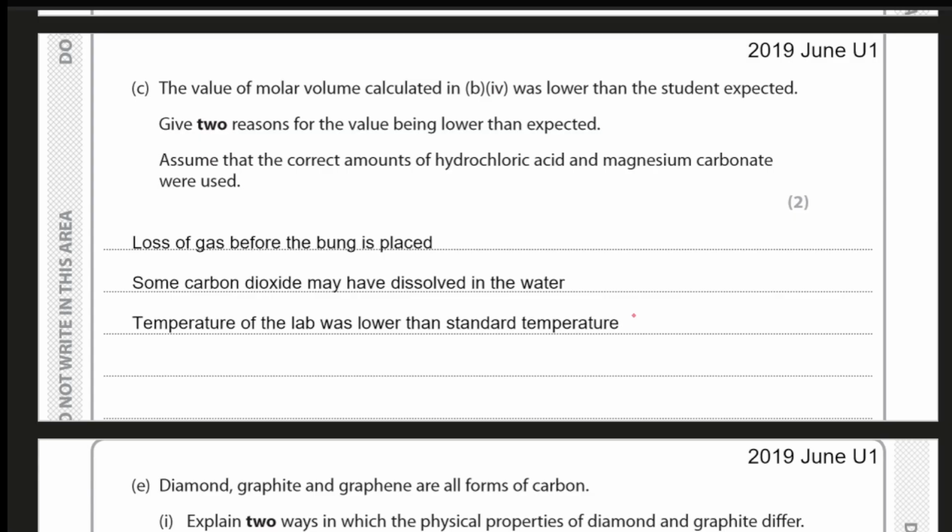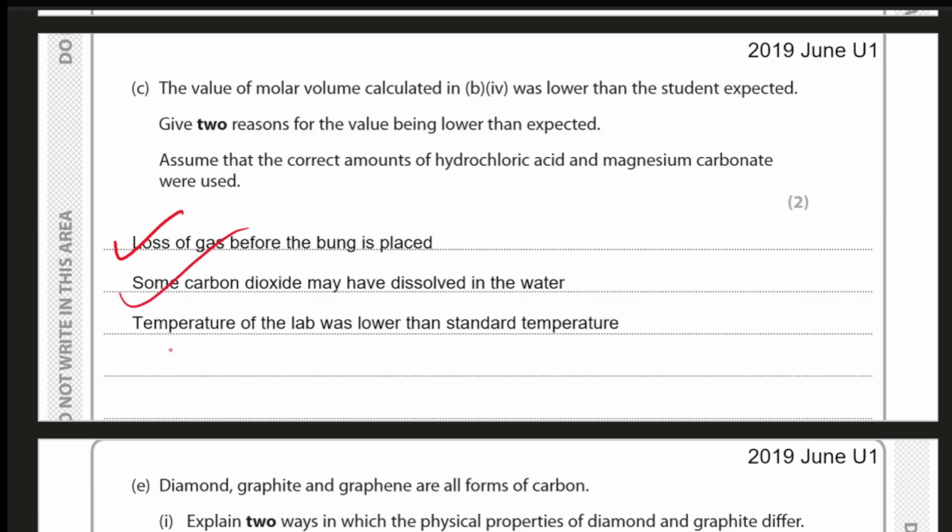The value of the molar volume of P4 calculated was lower than the student expected. Now give two reasons for the value being lower than expected. We have to give two logical reasons. So there might be a loss of gas before the bung is placed, so obviously this would result in a lower value, and some of the carbon dioxide may get dissolved in water, so this might be another reason why the calculated value is lower.